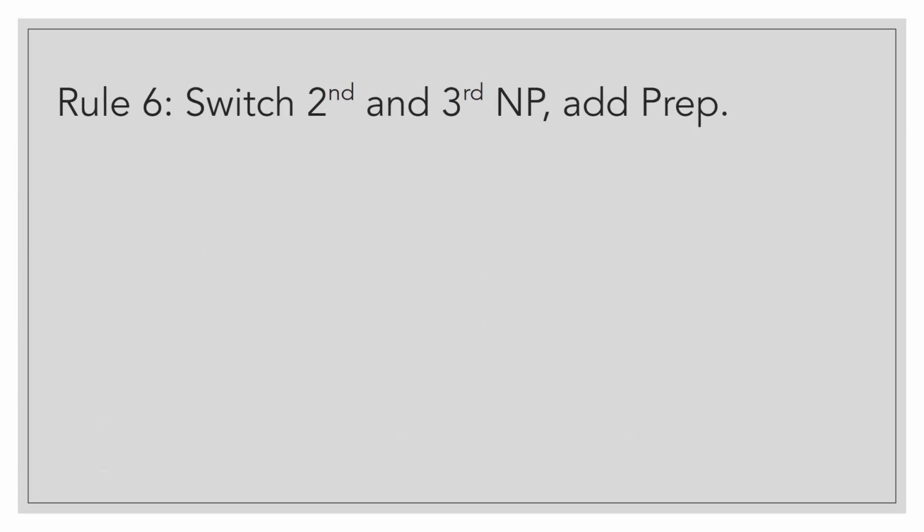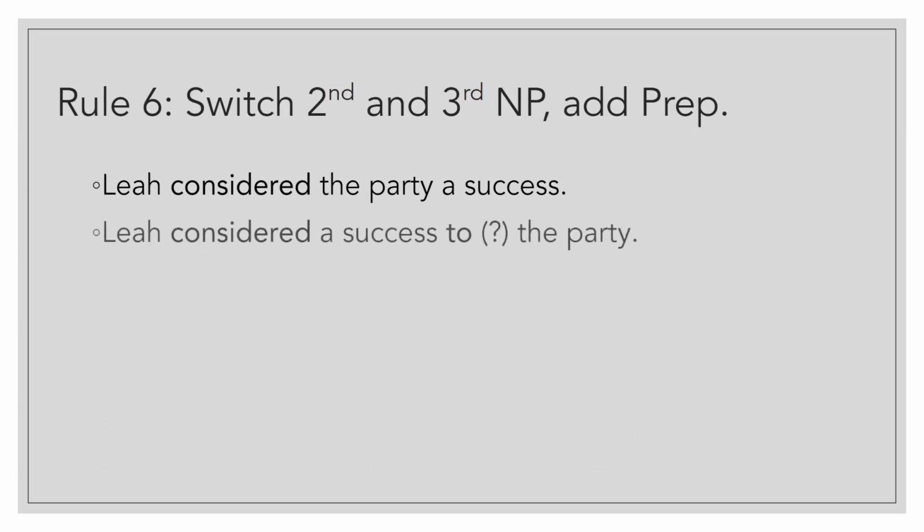Next sort of test or rule, we can take those second and third noun phrases following the verb, and we can switch them around. We'll need to add a preposition if we do that. So again, if we have Leah considered the party a success, we might switch around and put success first, party second. Is there a preposition I could add between them that would still keep the sentence logical? And I can't think of one. I can't think of a preposition that I could put there that would make that sentence logical.